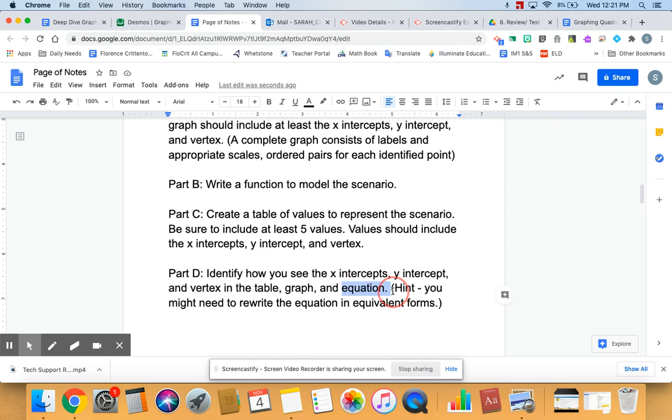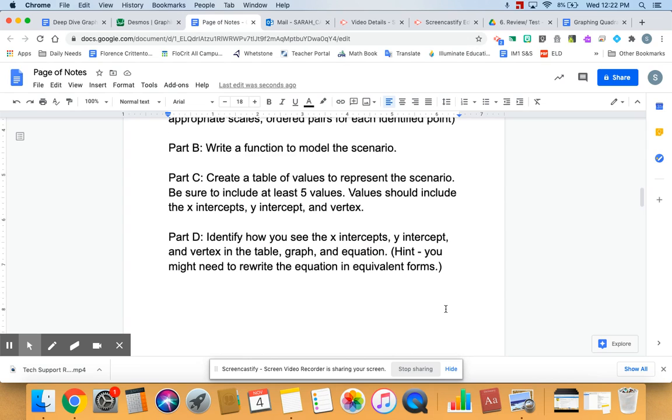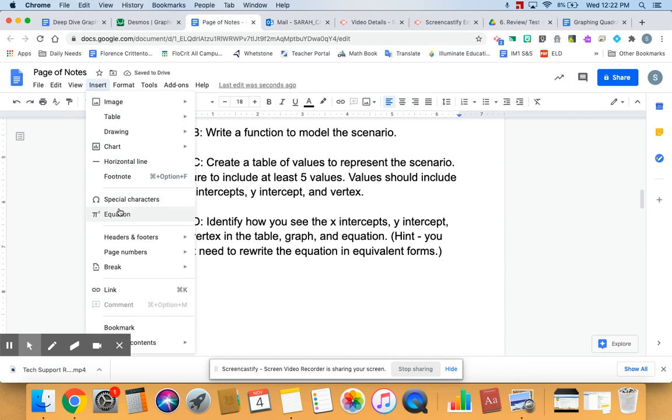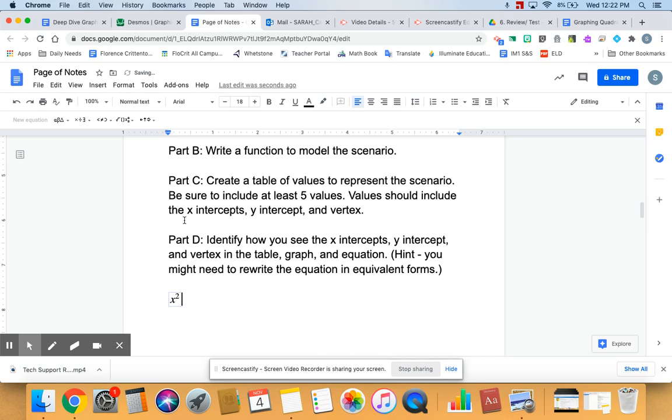But for the equation, it's harder, and it says hint, you might need to rewrite the equation in equivalent forms. Because remember, in standard form you can quickly see the y-intercept because it's the one at the end. Like in this case, it'd be -5. So you'd have to have it in standard form for the y-intercept. To show the x-intercepts, you'd put it into factored form, with the 2 parentheses, because that's how you quickly see them: it's the opposite of whatever you see there.